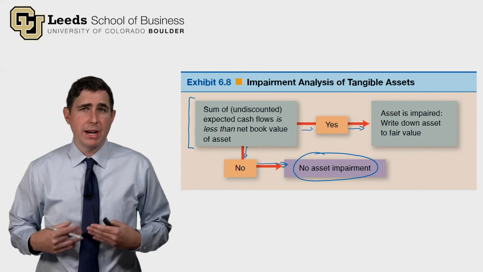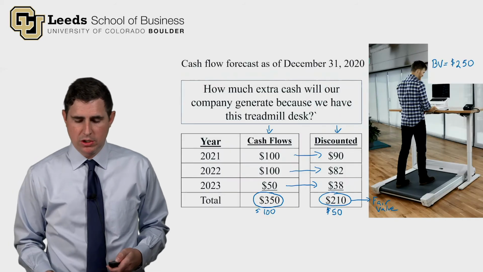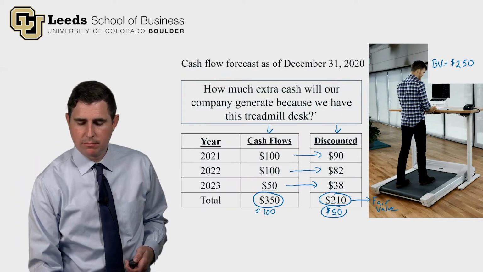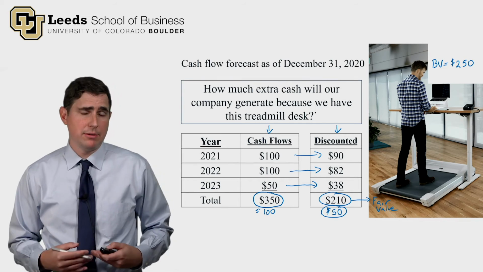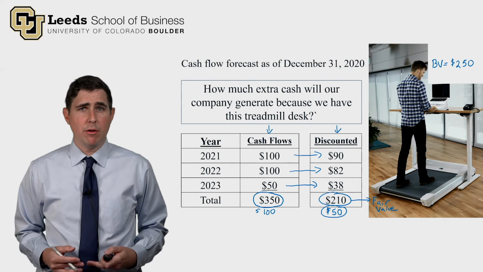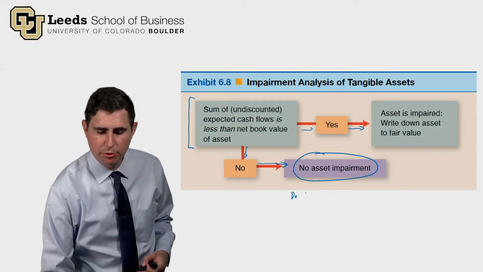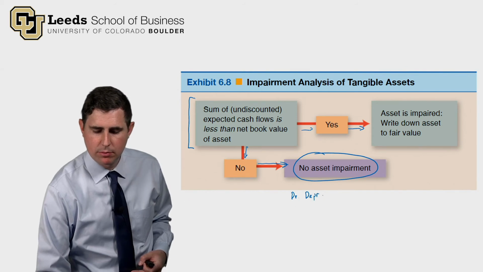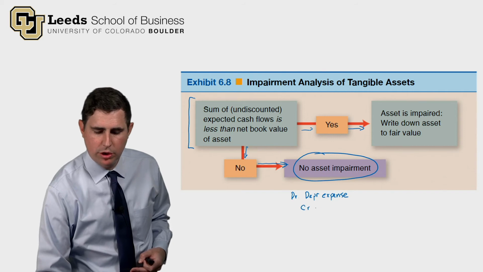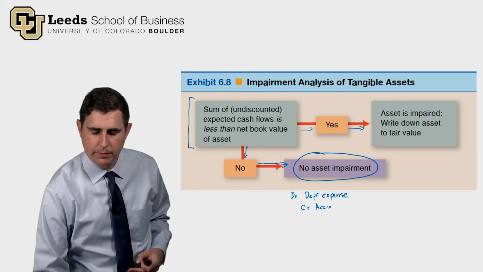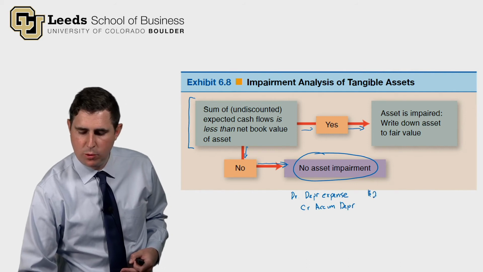Then you would need to record an asset impairment. You'll need to write the asset down to its fair value. So our new fair value is $50. So we need to write our $250 asset down to $50. That's a $200 impairment, and here's how we would record it. It'd be a debit to depreciation expense and a credit to accumulated depreciation, $200.